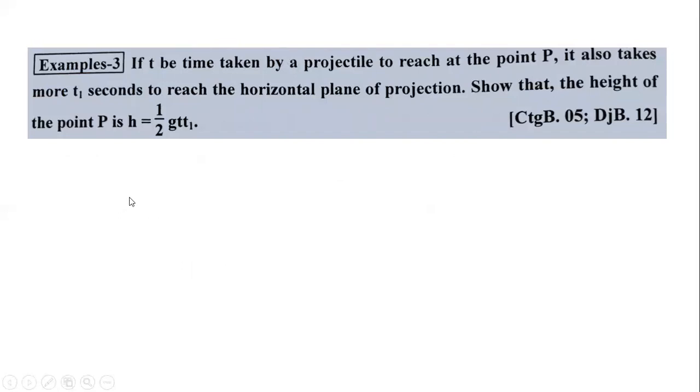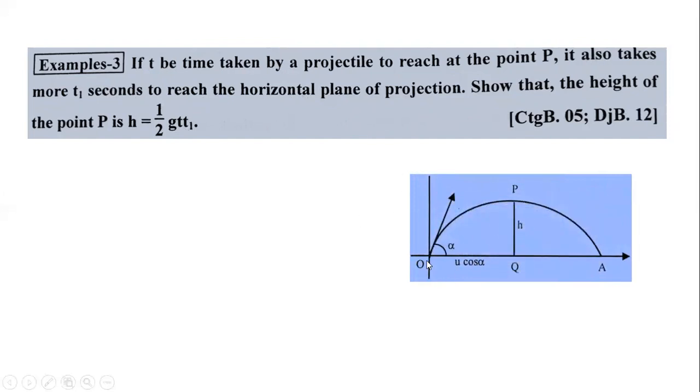Now we discuss another problem. Example 3. If t be the time taken by a projectile to reach the point P, it also takes t1 more seconds to reach the horizontal plane of projection, so that the height of the point P is h equal to half g t t1. This is a board question.